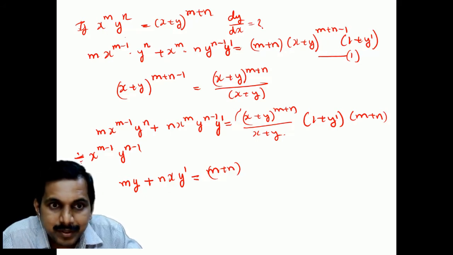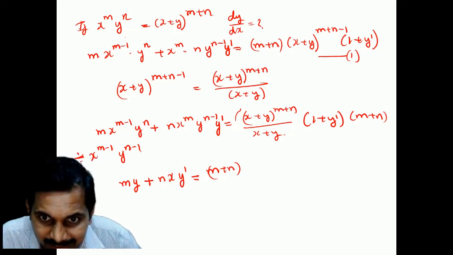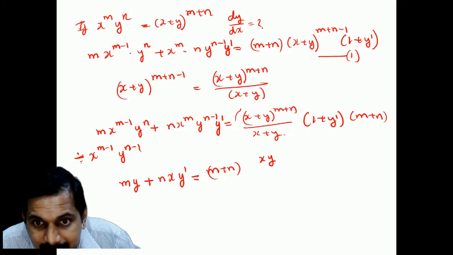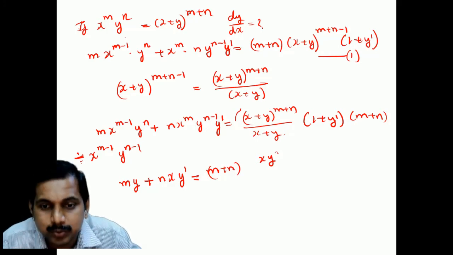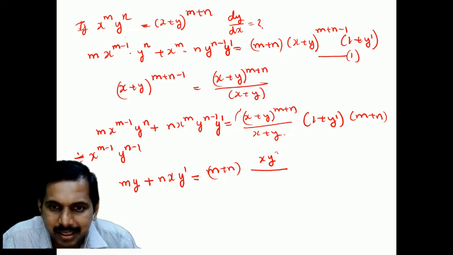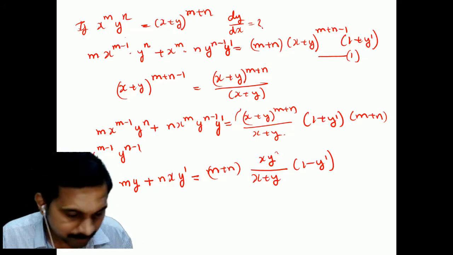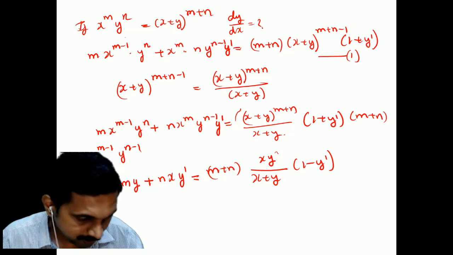Is it not, students? So if I multiply another x plus y, I can write this as xy, wherever x raised to m and y raised to n is there, I can replace it by x raised to m, y raised to n, and dividing by x raised to m minus 1 and y raised to n minus 1, I will get xy, and this divided by x plus y into 1 minus y dash. Okay, so now it is all algebra. Now there is nothing else you have to do.